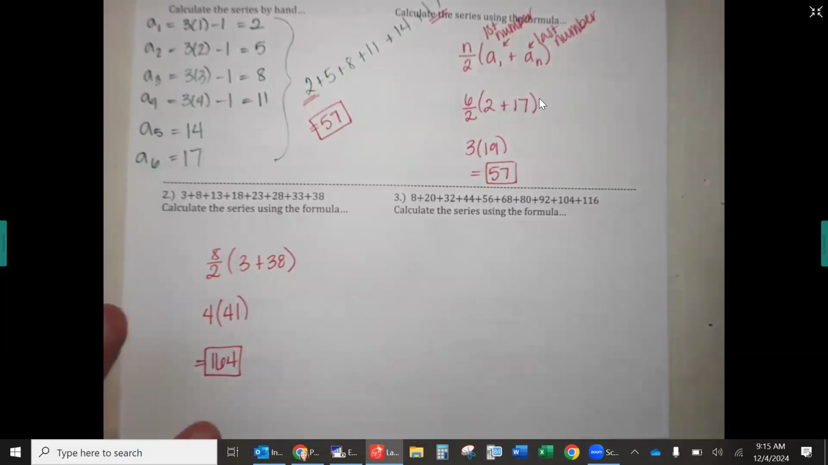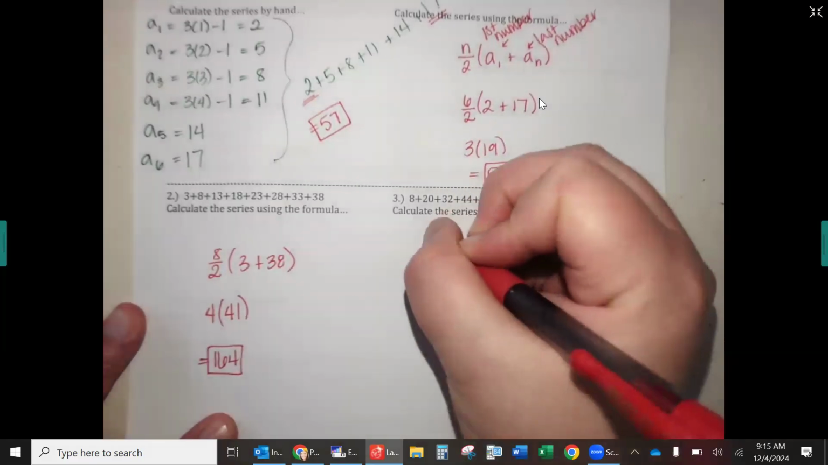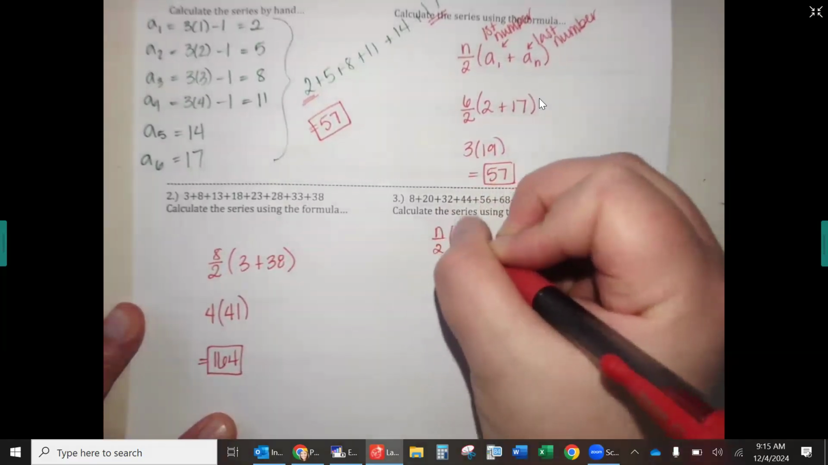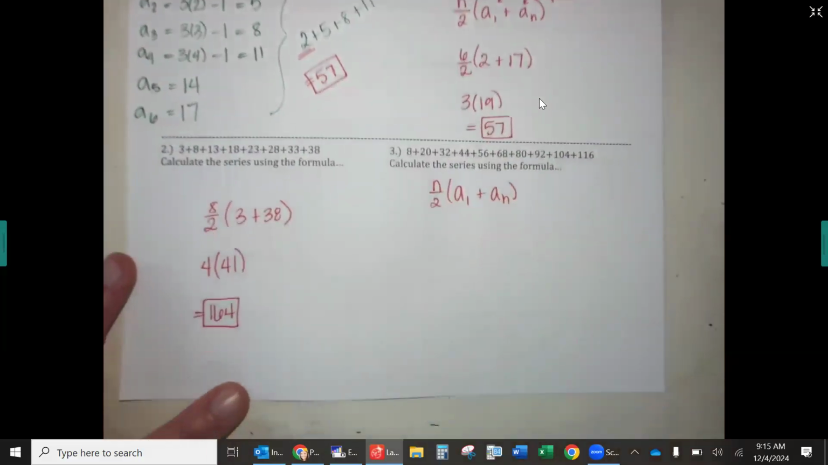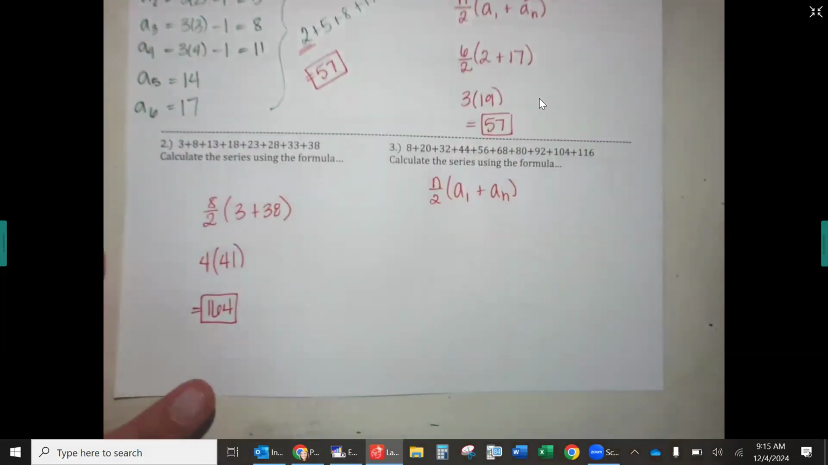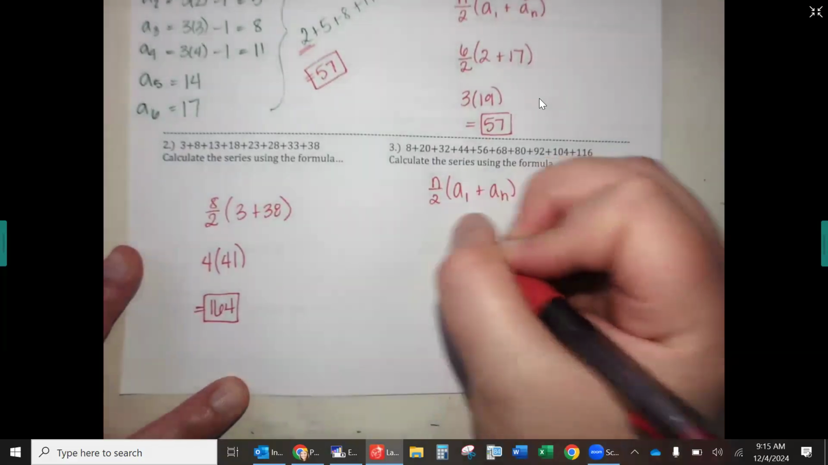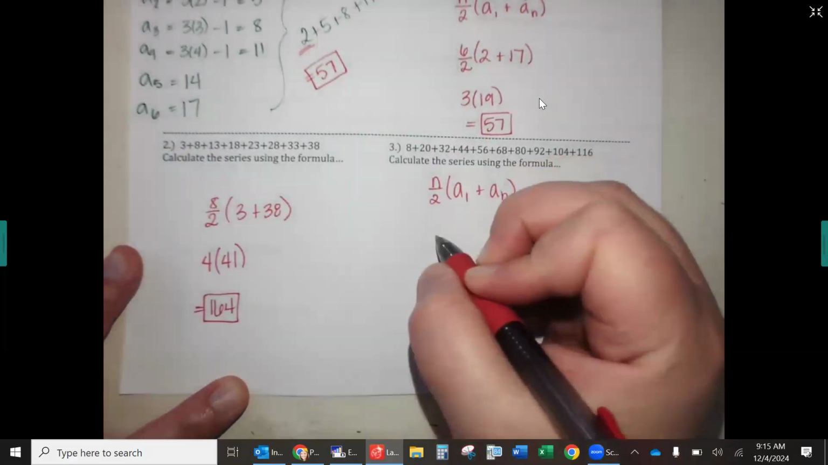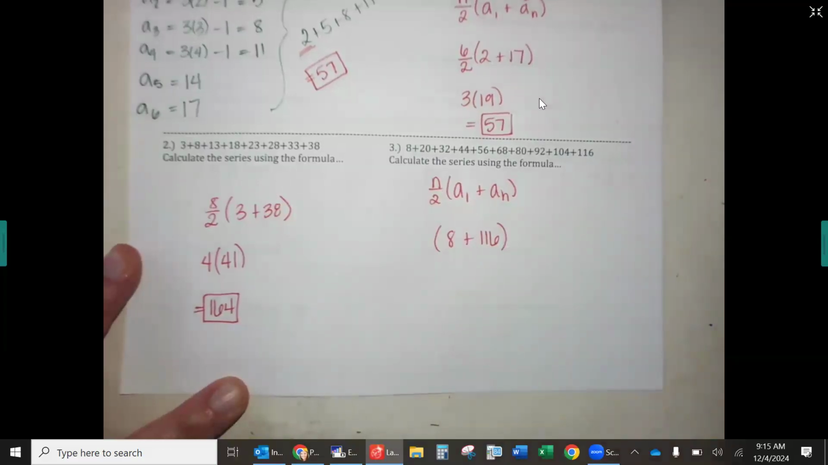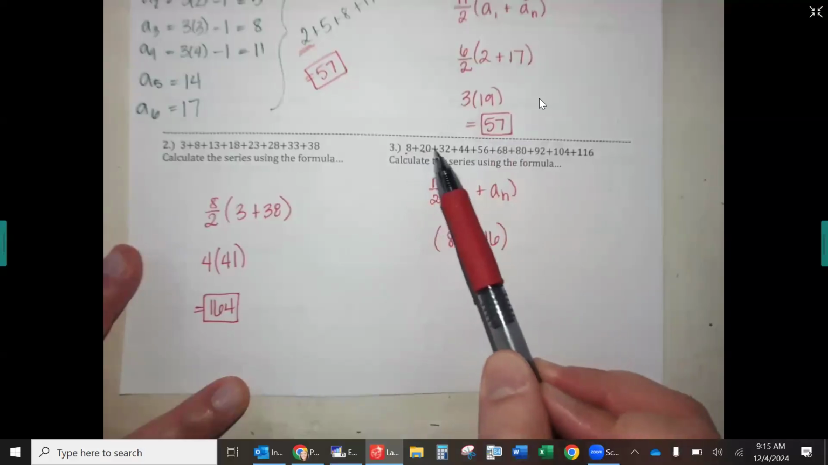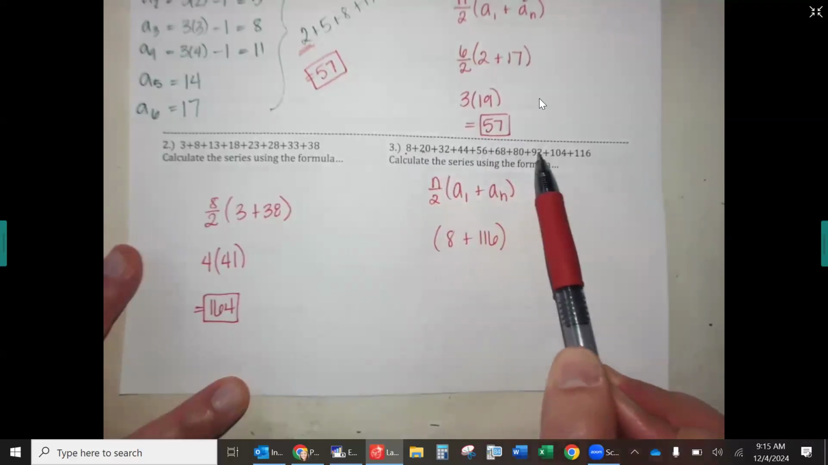Okay, one more left like that. Set up your formula for me, please. Remember, it's n over 2, A1 plus AN. A1 and AN are the first and the last numbers in the list. So that'd be what? 8 plus 116. And then count up how many numbers and divide by 2. So 1, 2, 3, 4, 5, 6, 7, 8, 9, 10.